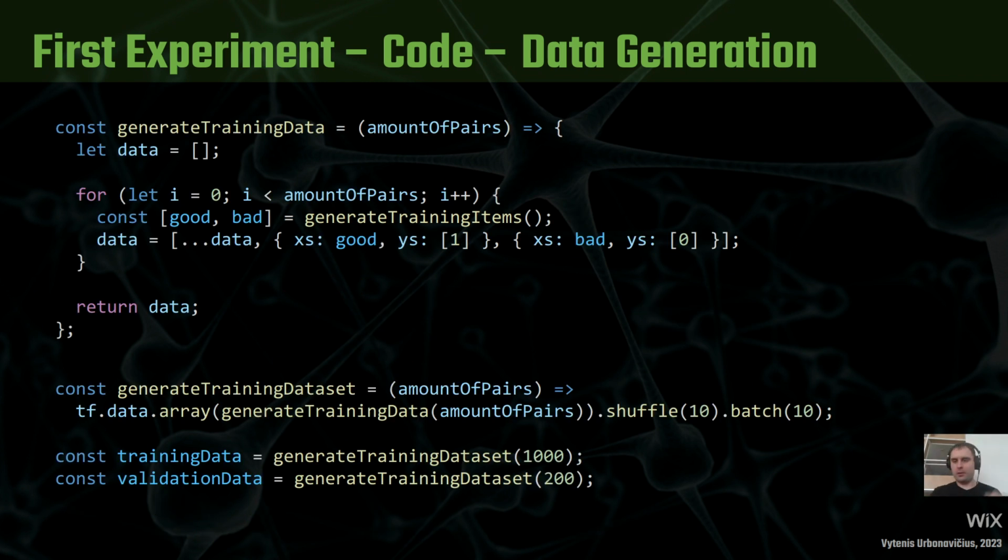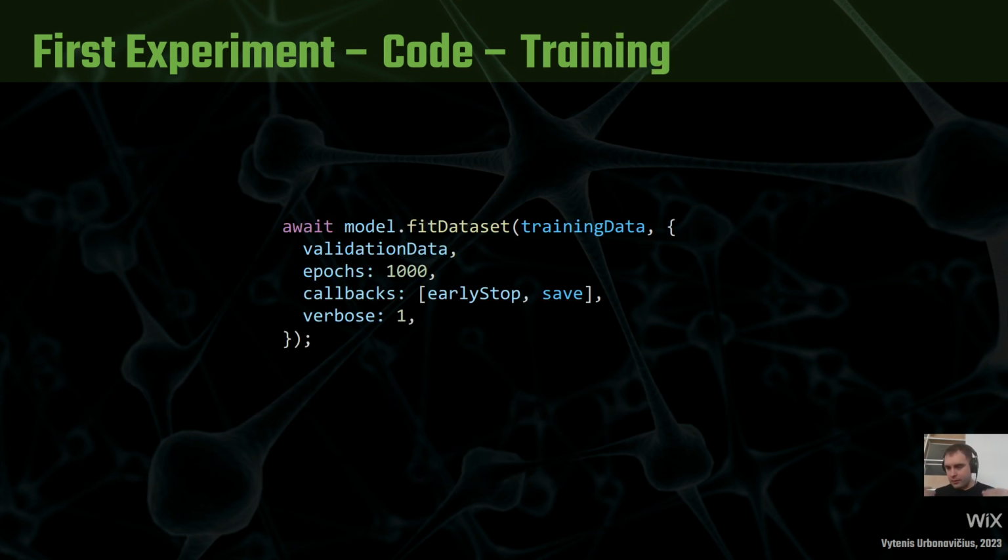Then I converted the data into the way TensorFlow is able to understand it, into tensors. But the key part within this slide is at the very bottom. I generated my training and validation dataset. The training dataset contained 1,000 samples, and the validation dataset contained 200 samples, which is a lot smaller. Usually it is smaller.